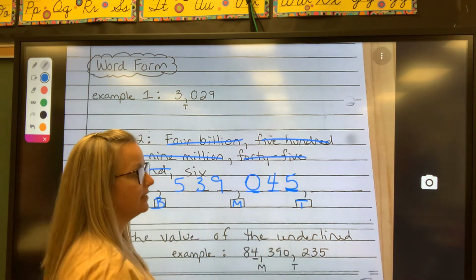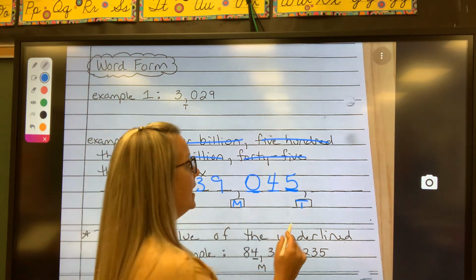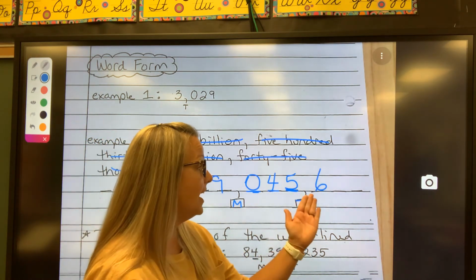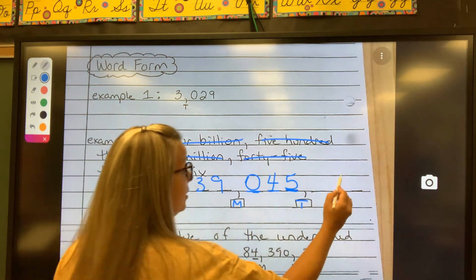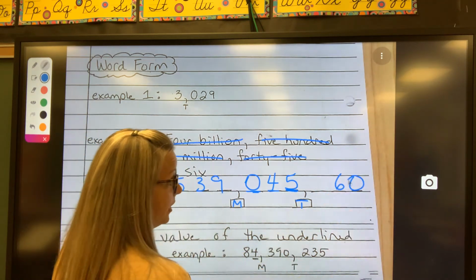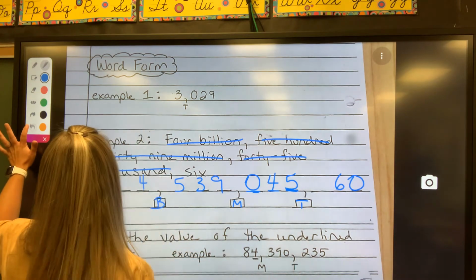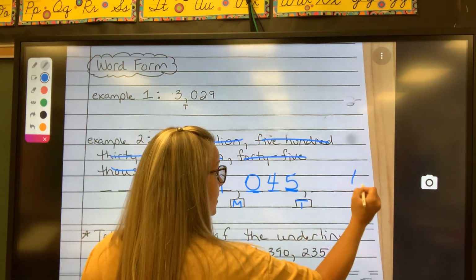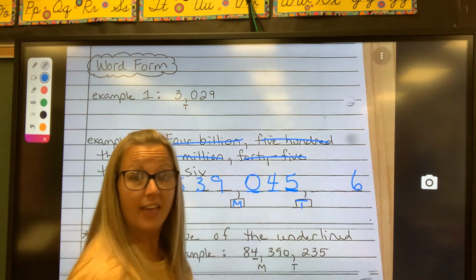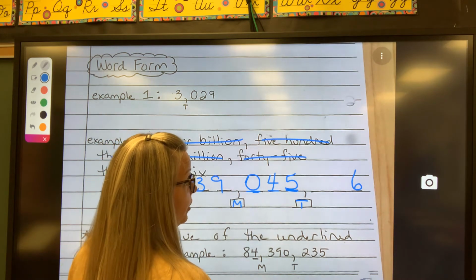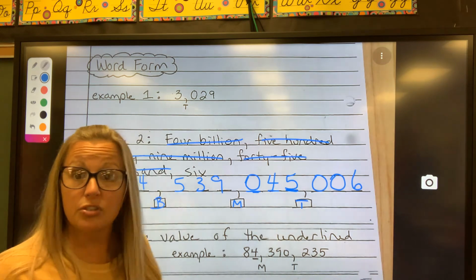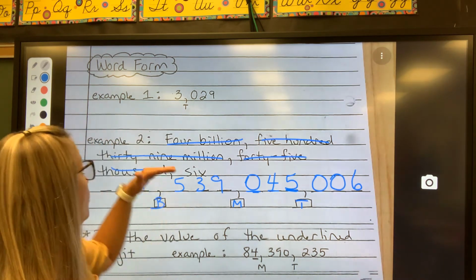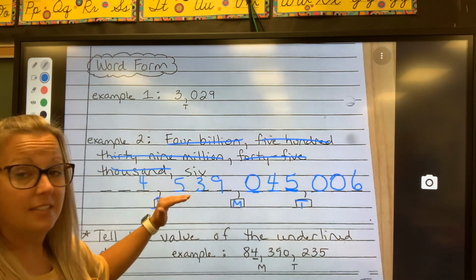And then I need 6. How am I going to write a 6? If I put a 6 here, I'm going to have 600. If I put a 6 here, I'm going to have 60, and I don't want that. If I put a 6 in here, because it's worth 6 ones, then that's where I would want it to go. So I would have to fill that in with 0. So that is your 006, which is just read as 6. That's it. That's going from word form to standard form.